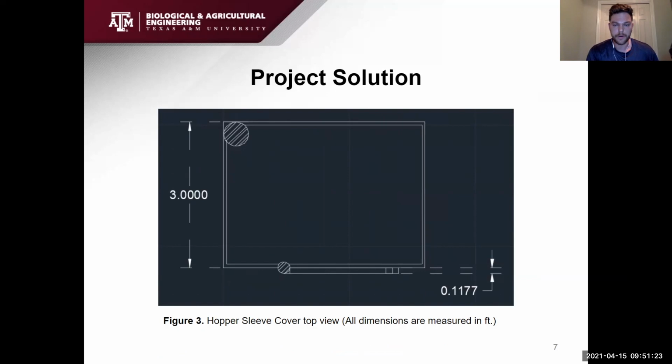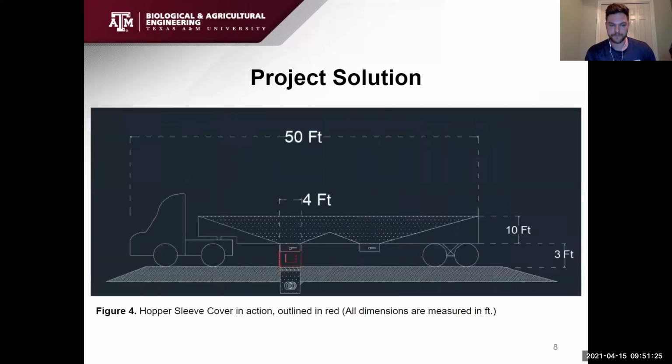And then let's move on to figure 4. Figure 4 shows the hopper sleeve outlined in red when it's actually being used within the field. So as you can see there, the grain dumps out from the truck hopper through the hopper sleeve itself and then flows into the unloading pit below.